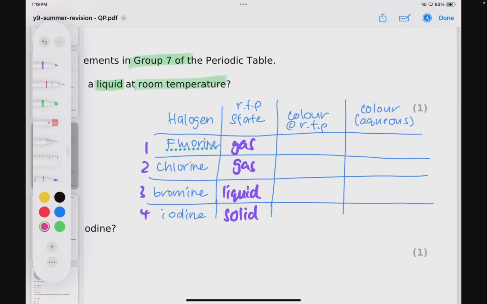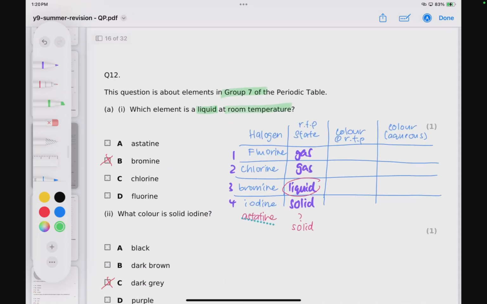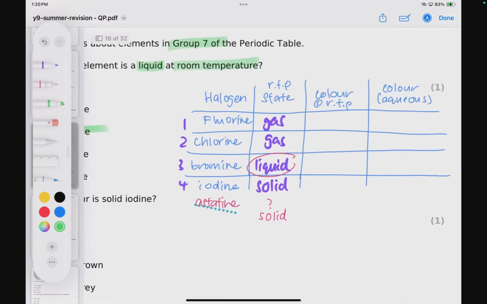Of course, you will have one more, which is astatine, and usually they would just ask you to infer. If iodine exists as a solid, then what do you think is the state of astatine at room temperature and pressure? It would also be solid. So the only unique one that exists as a liquid is bromine. So basically you have your answer here, right? Bromine is the only one that exists at room temperature and pressure as a liquid. It has a really low boiling point, just 59 degrees Celsius, so it is very close to room temperature and pressure.